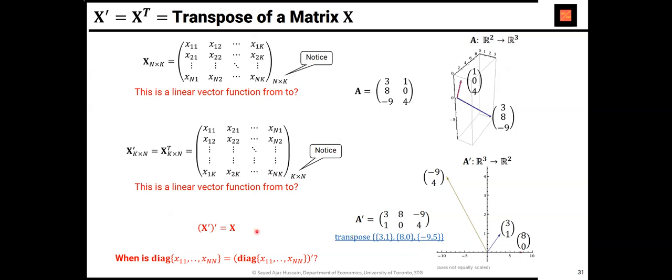By definition, the transpose of the transpose is of course itself. So you should go home, get together with your friends, and work out under what circumstances a diagonal matrix's transpose will be the same. When are the two things exactly the same?